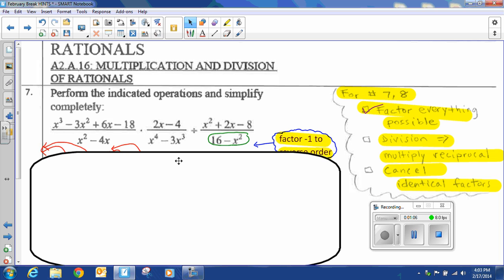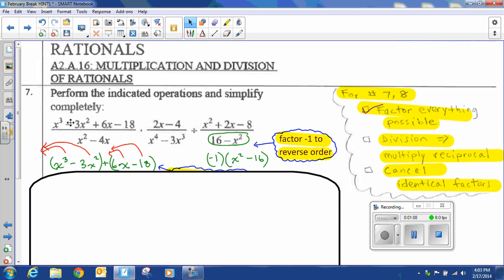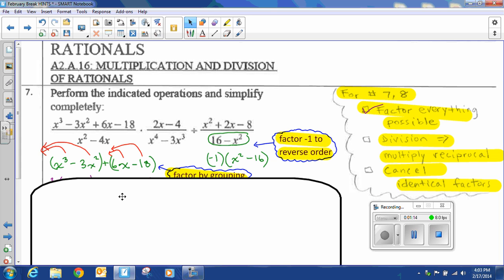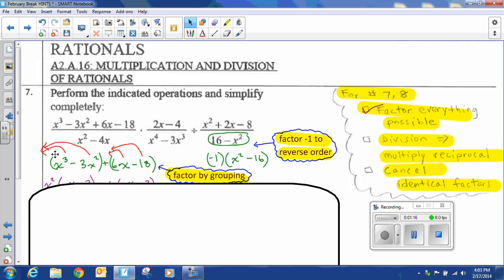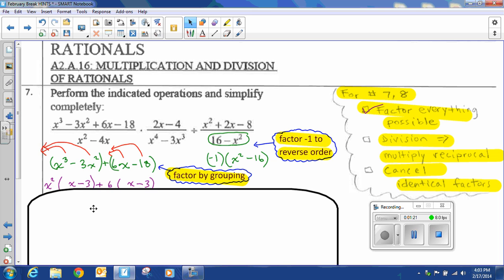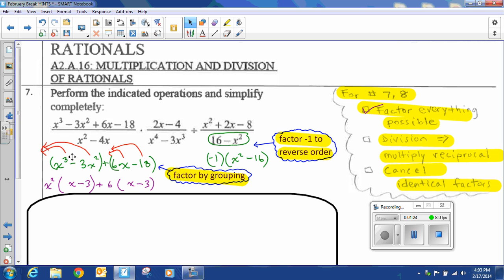This one has pretty much everything in it. First of all, when we see this numerator up here, this has 4 terms in it, we're going to factor by grouping. So we group the first 2 terms, group the second 2 terms, and we can factor out a greatest common factor from each pair. So here we have x squared is factored out, we're left with x minus 3. We factor out a 6 over here, we're left with x minus 3. Because x minus 3 and x minus 3 match up, we know that we have done factoring by grouping correctly.